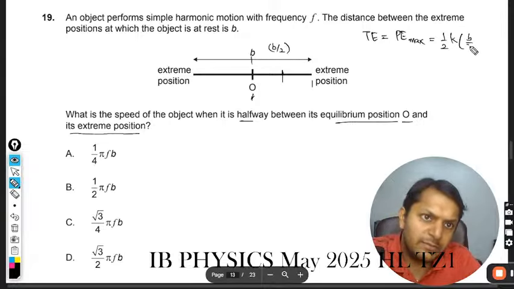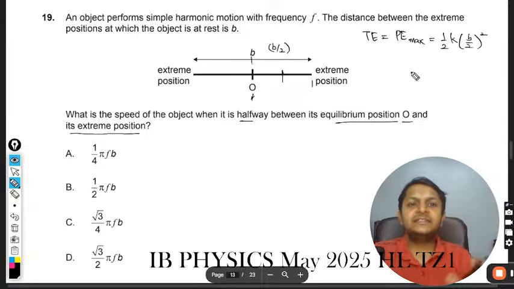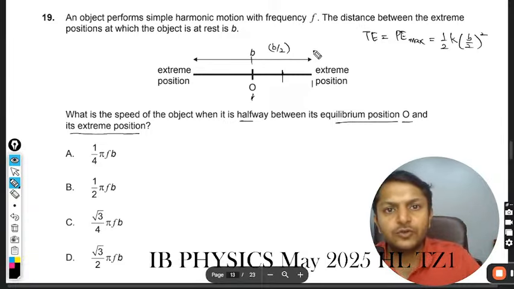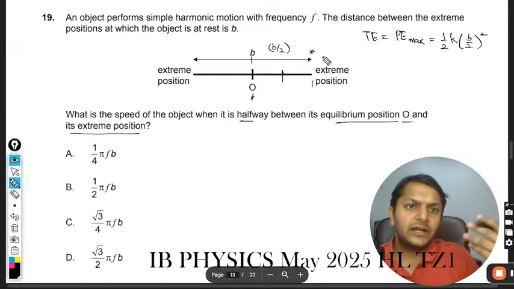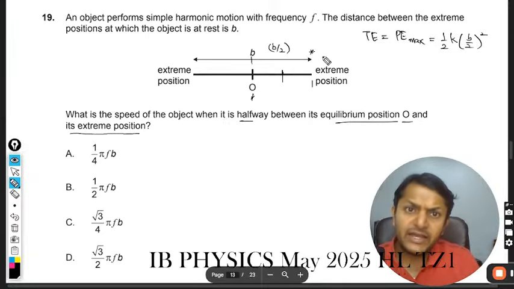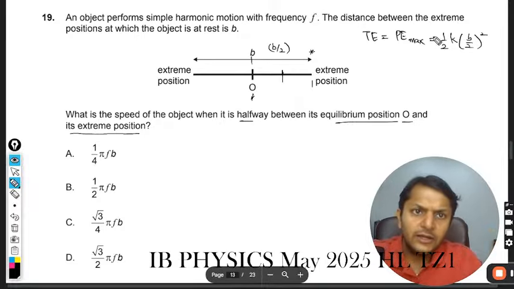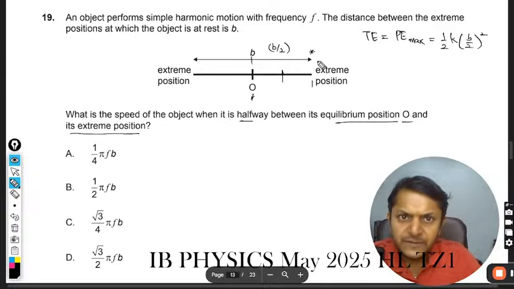So it will be (b/2) whole square. This is the maximum potential energy, which will be at the extreme position. So it will be half k (b/2) whole square. That is the maximum potential energy.